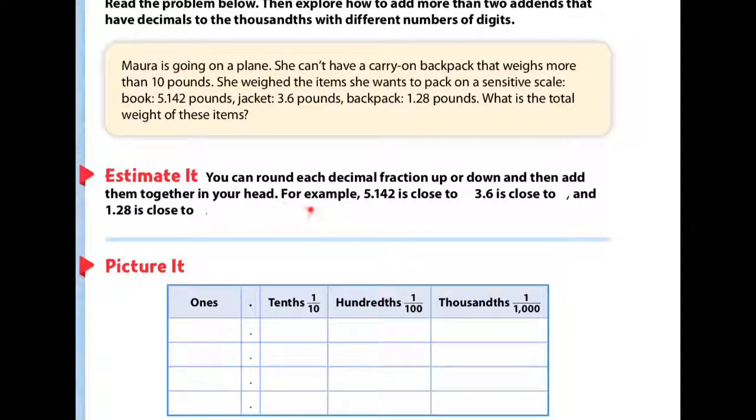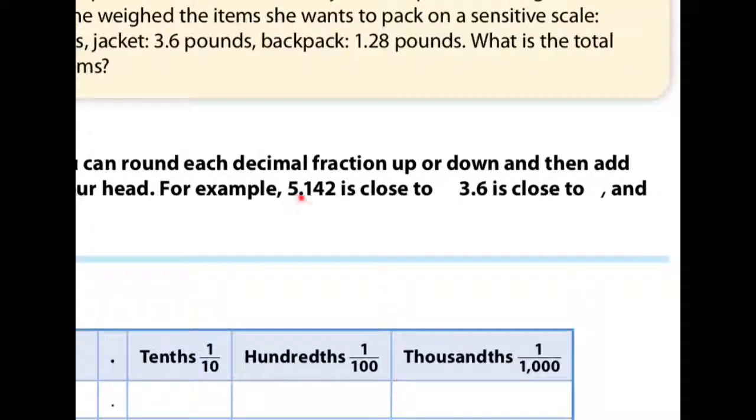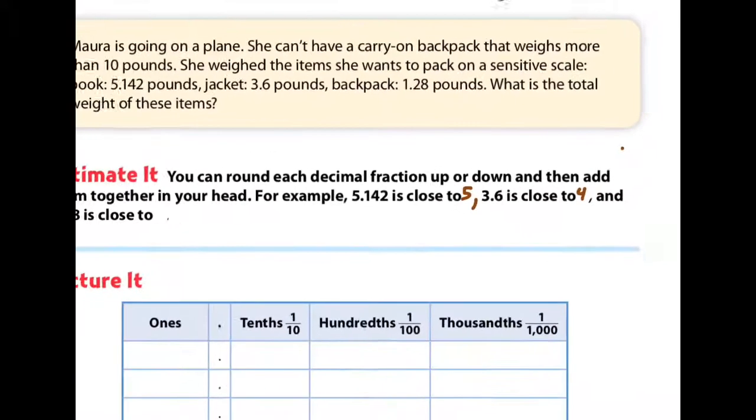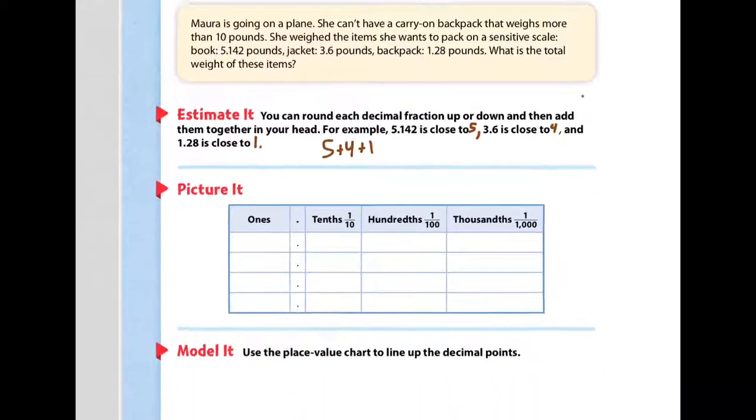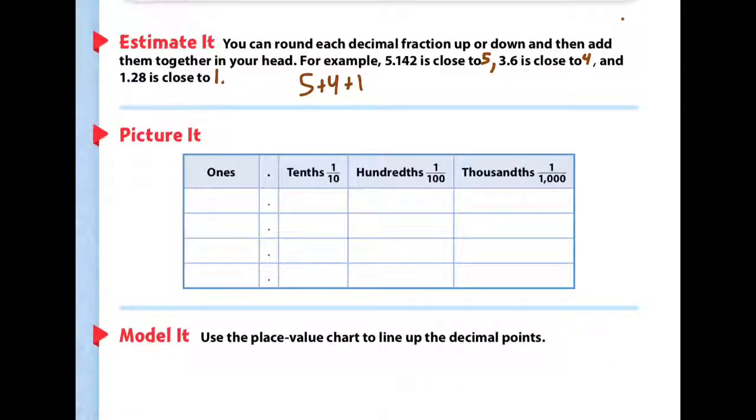in your head. For example, 5.142 is close to 5. Okay? 3.6 is close to 4. And 1.28 is close to 1. So you would then be able to add those numbers up in your head to see if you're close to that 10-pound limit. Okay?